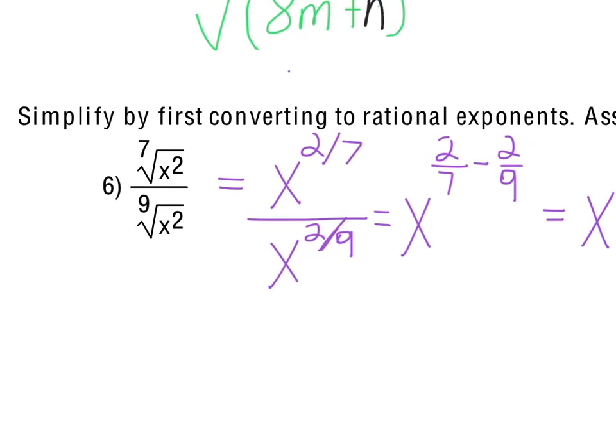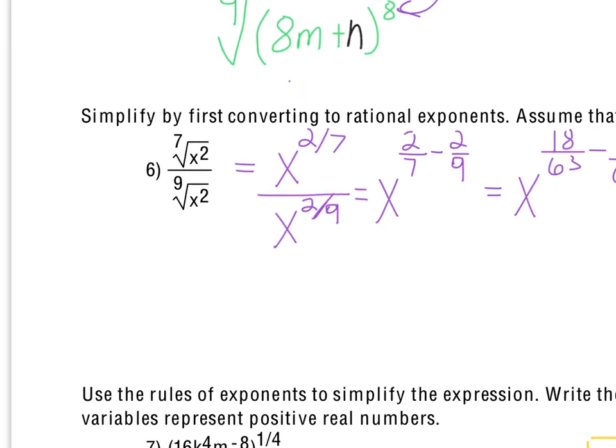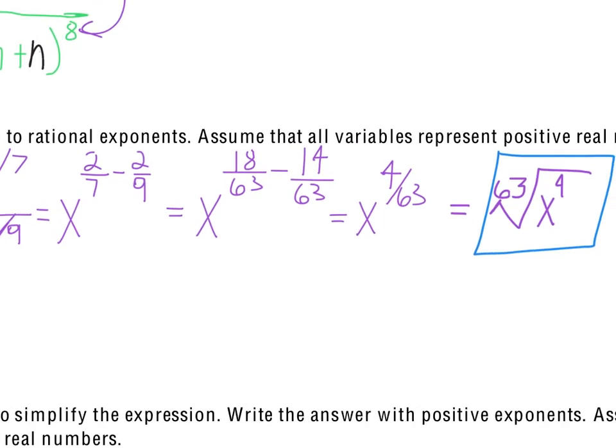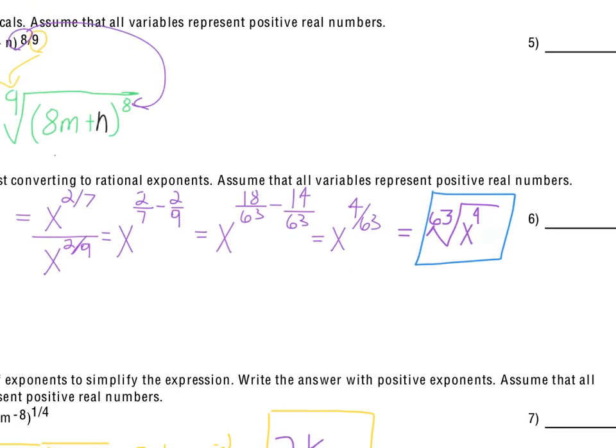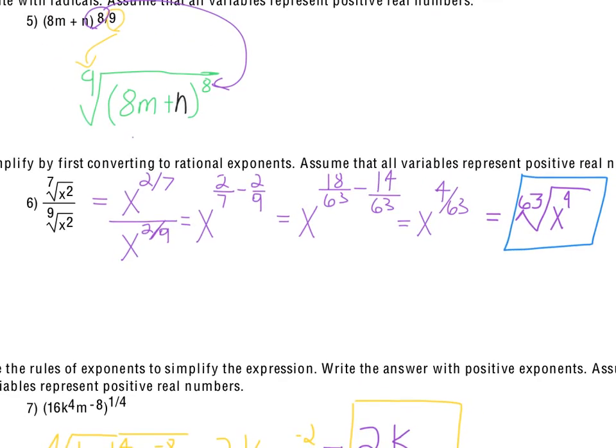Alright, looking at the next one. In this one, it even gives you a hint: first convert to rational exponents, and again, still assuming all variables represent positive real numbers. So it's kind of a string of work here. The 7th root of x squared would be x to the 2/7. The 9th root of x squared would be x to the 2/9.